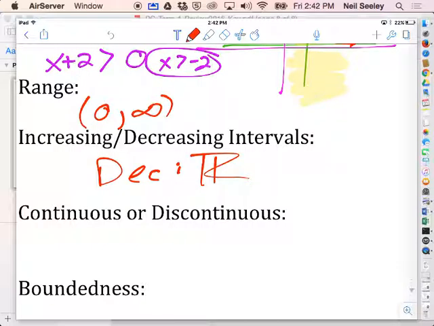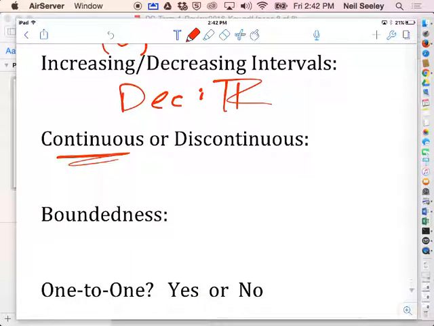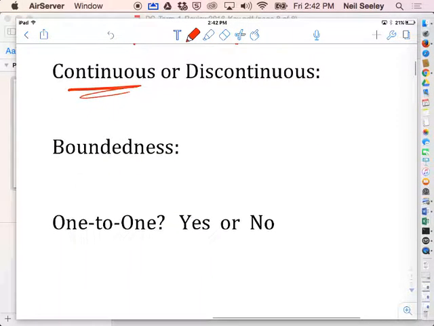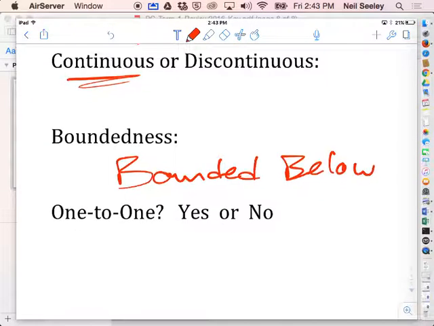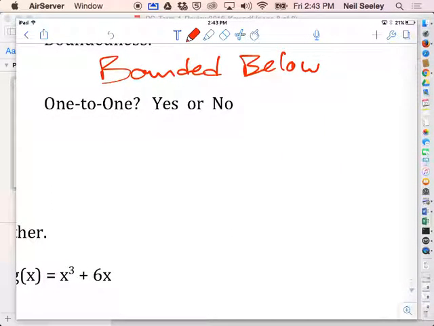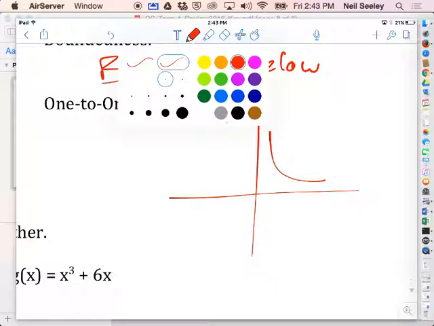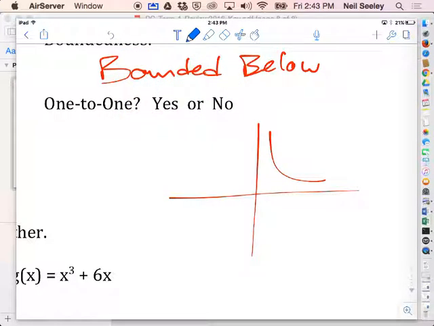Continuous or discontinuous, it's nice and continuous for its domain. There's no pen lifting. Boundedness, it's got a bottom. So we say bounded below. One to one. If I turn this on its side, it would kind of look like, watch this. It would just kind of turn to the right. And it still passes the vertical line test either way.